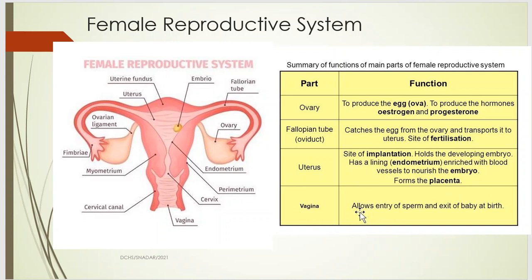The last part is the vagina. It allows the entry of the sperm and the exit of the baby at birth.